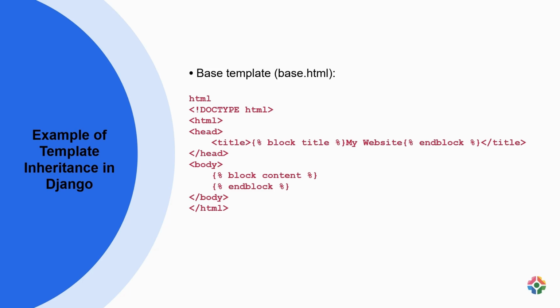For instance, in a child template named home.html, you could extend base.html and fill the content block with specific content for the home page. Similarly, in a child template named about.html, you could customize the content block to display details about your website or company. This hierarchical structure allows for easy maintenance and consistency across multiple pages on a website.